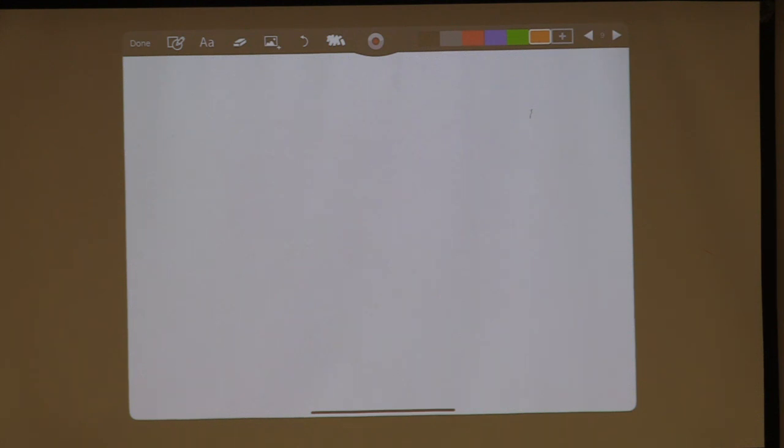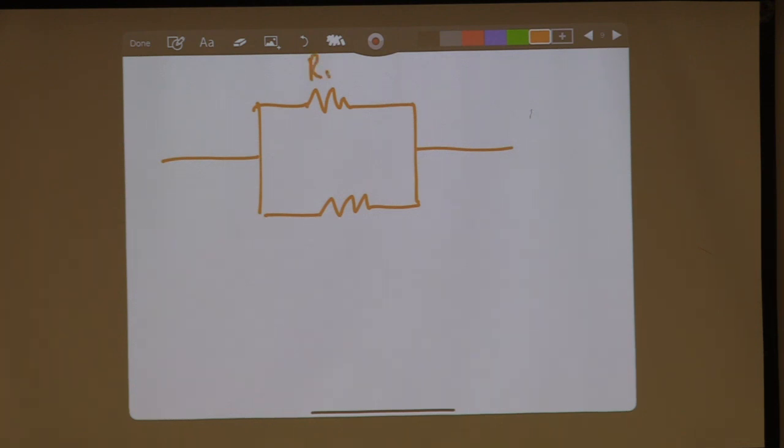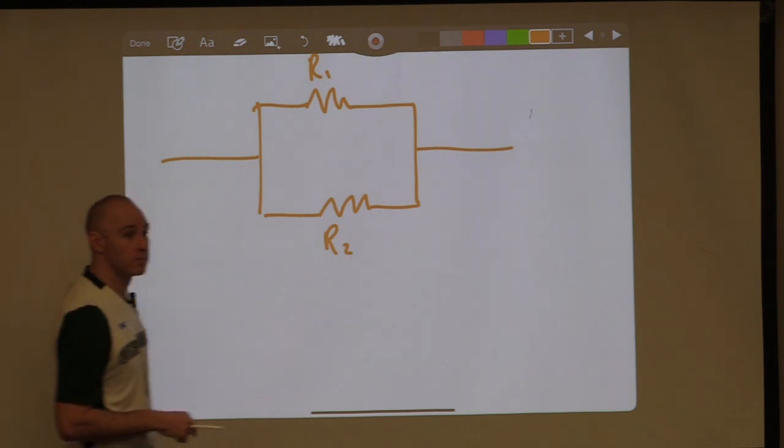What if I put them in parallel with each other? What can you tell me about this?